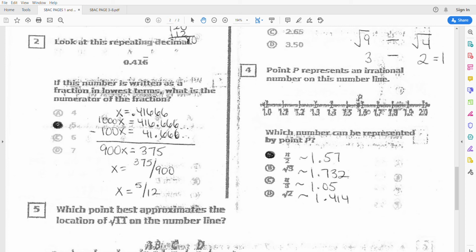For P, it's right below, I think, 1, 2, 3, 4. This is between 1.4 and 1.5. This is between 1.5 and 1.6. That answer is right there.